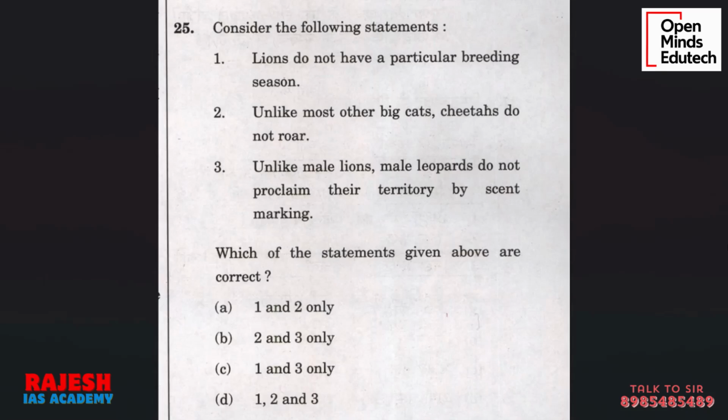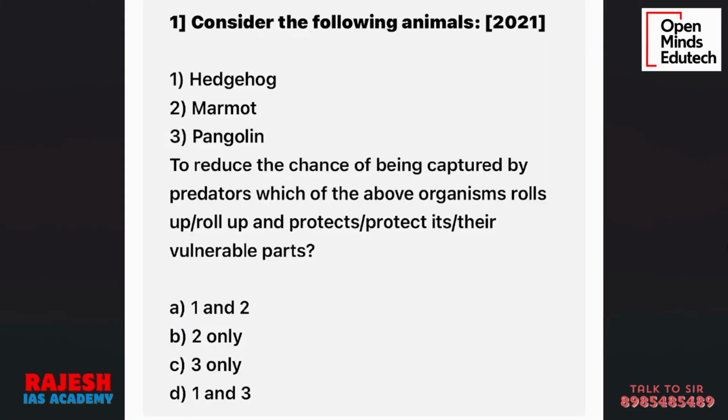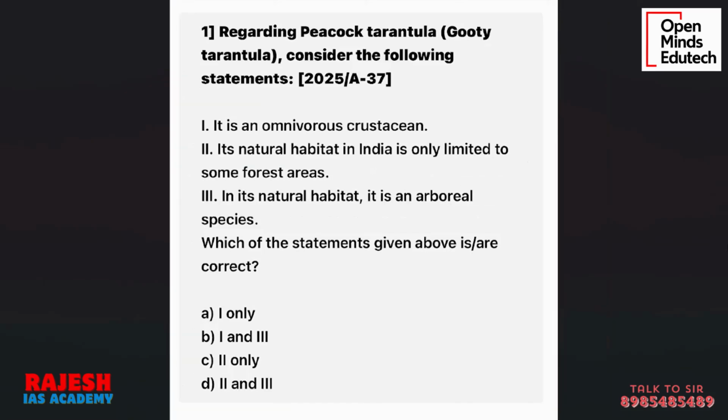So behavior, this question is exclusively on behavior. They are not asking about the seen statements, or the seen status, etc. Consider the following animals. Okay, this is already repeated. Now this is the latest question in 2025 regarding the peacock tarantula. Consider the following statements. Again, they are asking about behavior and additional details about one particular animal.